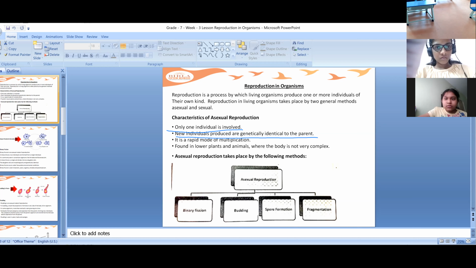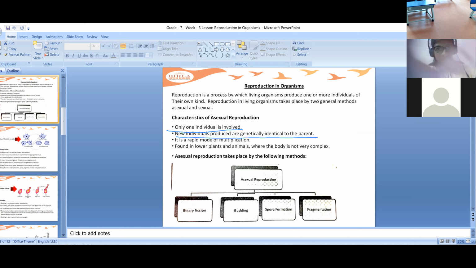But here in asexual reproduction, the individuals produced are genetically identical to the parent. They are the same as the parent. They don't show any dissimilarities. It is a rapid mode of multiplication found in lower plants and animals.